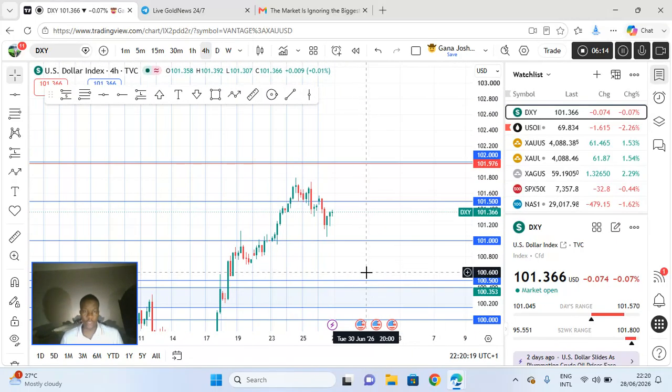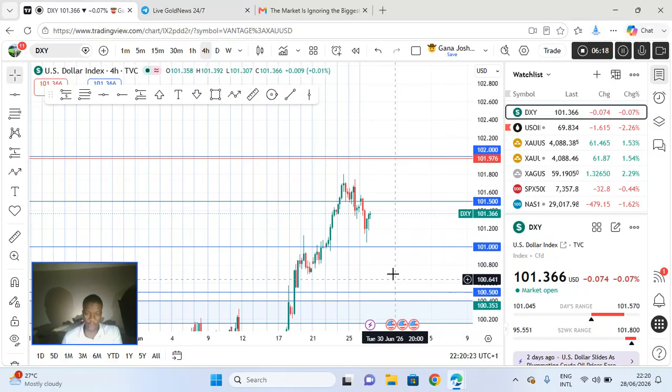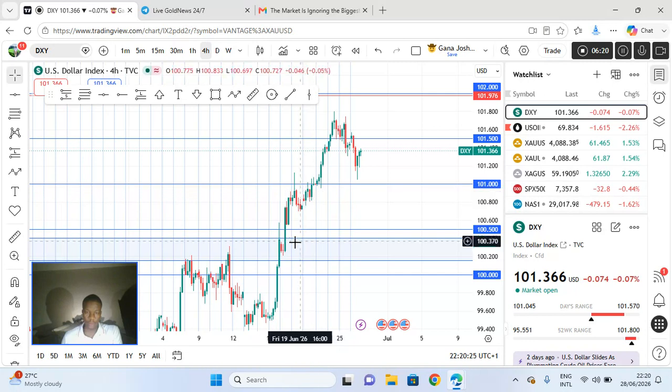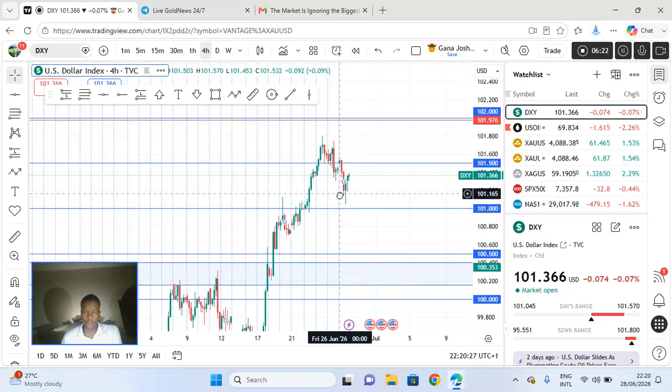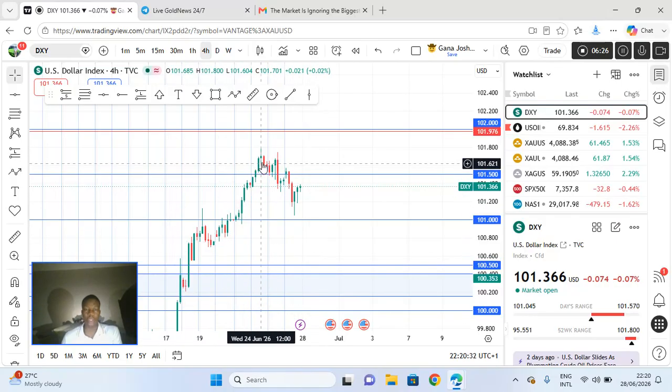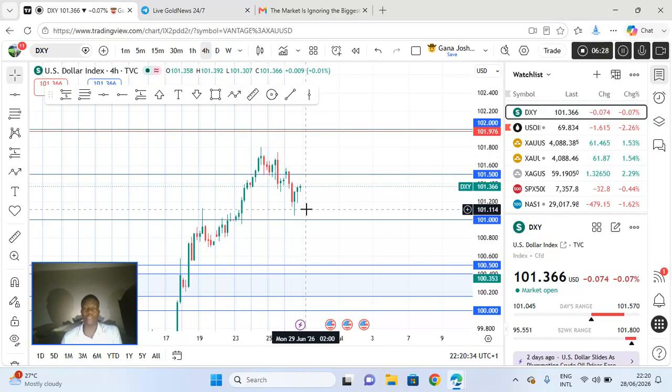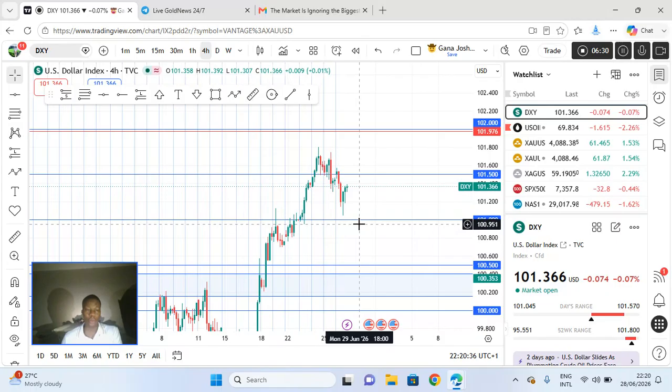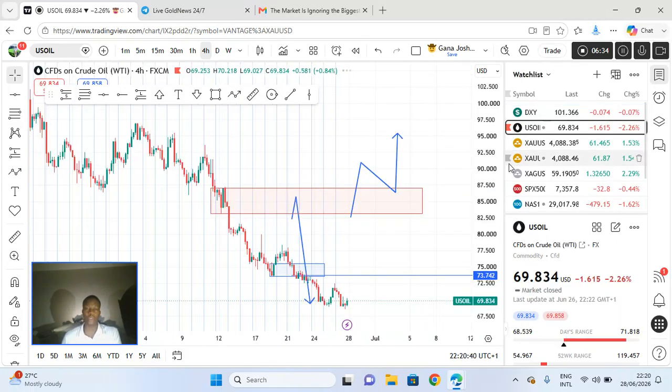So if we check our 4-hour time frame on the DXY, you would see, go and study your reactions around these levels. Price was bullish, but as the week ended, it's resting. So market open, let's see what happens. That being said, let's move on to US oil.